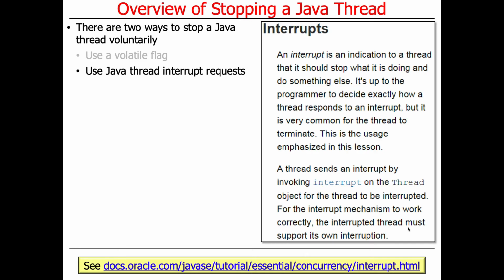The second way to do it is to use a Java thread interrupt request. This is a mechanism that's built into the Java runtime environment, and it sets a flag called the interrupted status, which other parts of the code are then obliged to test to see whether or not someone has asked them to be interrupted.